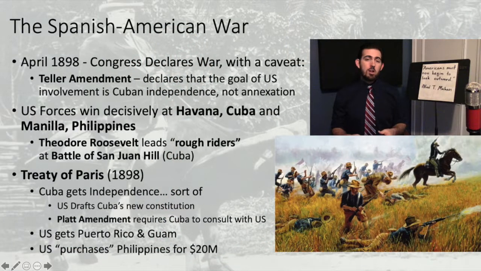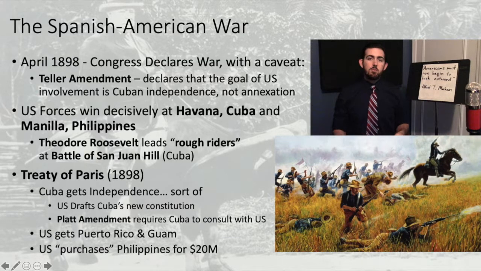To reassure the American people and the Cubans that this would not be a war of conquest, Congress passed the Teller Amendment, which stated that the goal of American involvement in the war was Cuban independence, not annexation. In essence, the Teller Amendment declared that America simply wanted to spread democracy to the Cubans. The Spanish-American War had begun.